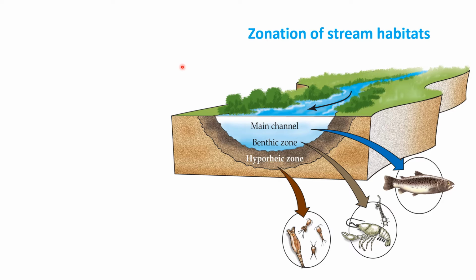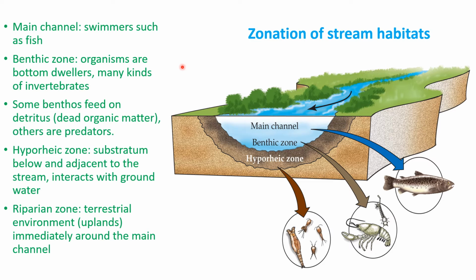So let's talk a little bit more about different types of habitat zones that you can find in a stream system. In the image, you can see three different types of zones that you can find within a stream. So here, this portion where you have the standing water is called the main channel, okay? And then the bottom of the stream habitat, right over here, as I show with my laser pointer, is the benthic zone, right? And then this area that is beyond the benthic zone is known as the hyporheic zone.